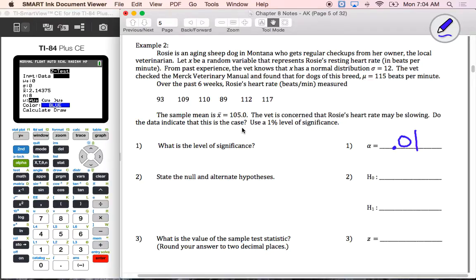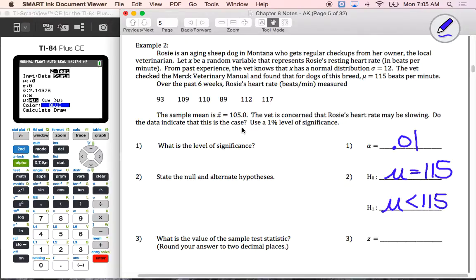Now for your null and your alternate, these are going to start with mu and mu. For our null, since they told us usually it's 115, we're going to have 115. However, they think that Rosie's heart rate could be slowing, so we are testing less than 115. Now for number 3, they want to know the value of the sample test statistic.